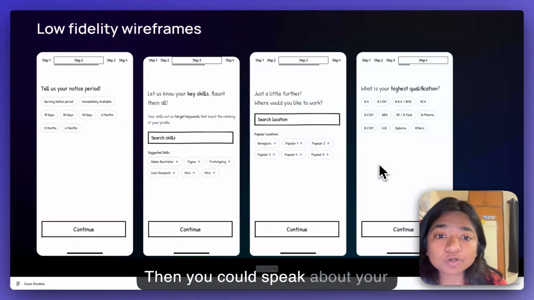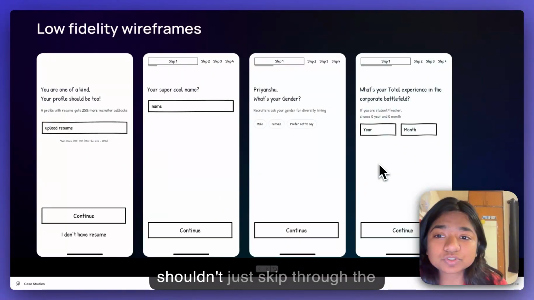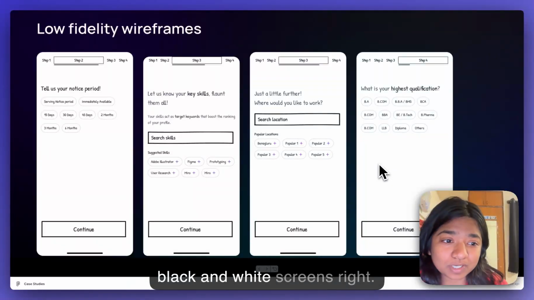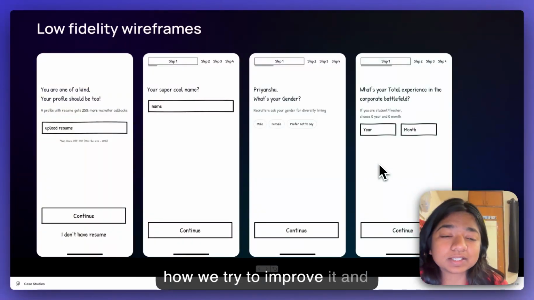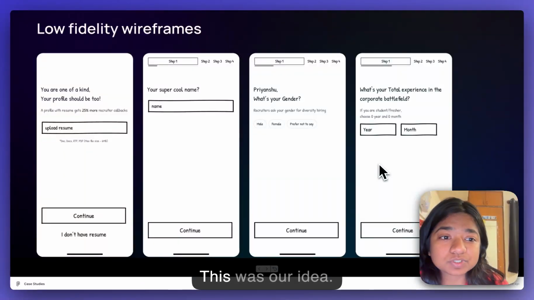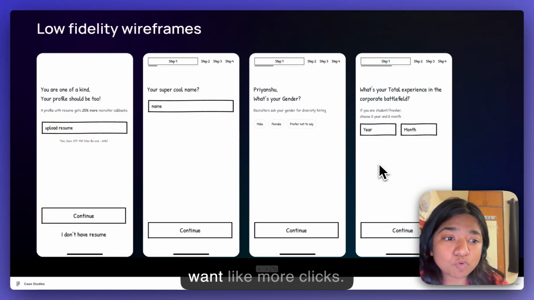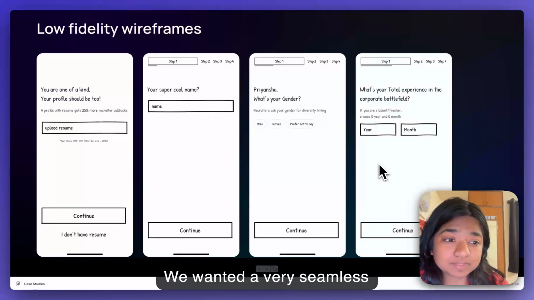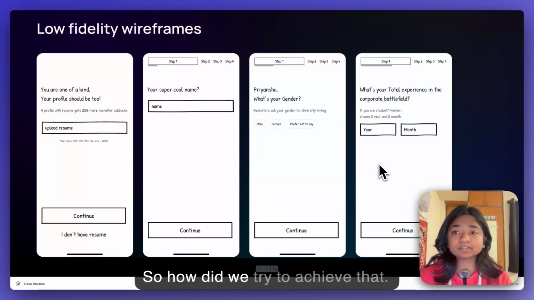Then you could speak about your design. What did you do differently? What was there before? You shouldn't just skip through the slides where people are just seeing black and white screens, right? You should say, okay, this is how we tried to improve it. This was our idea. For example, here we didn't want more clicks. We wanted a very seamless walkthrough. So how did we try to achieve that?